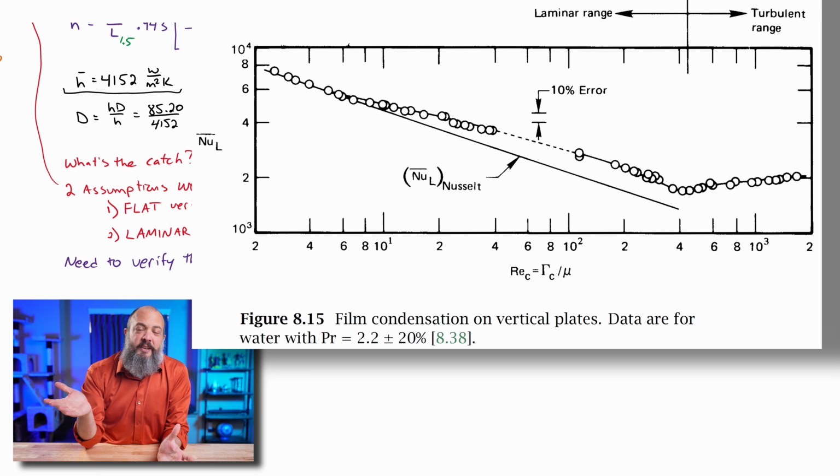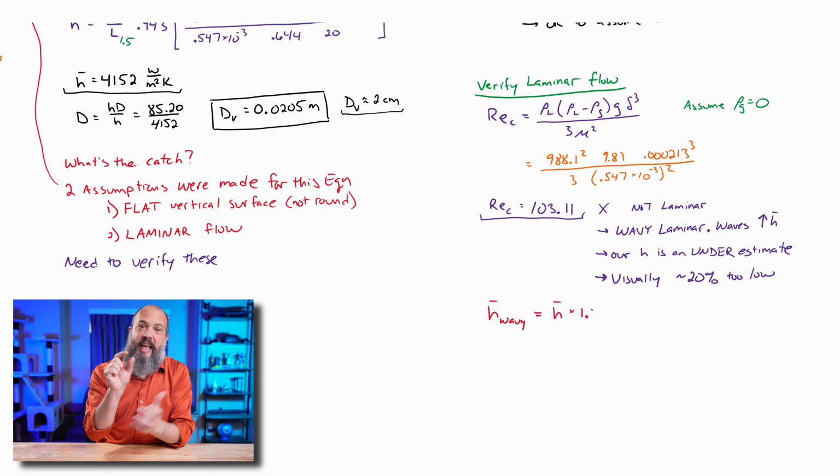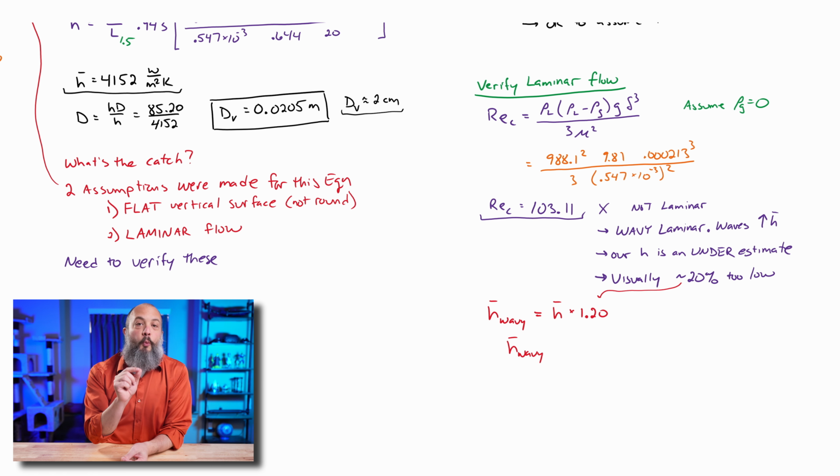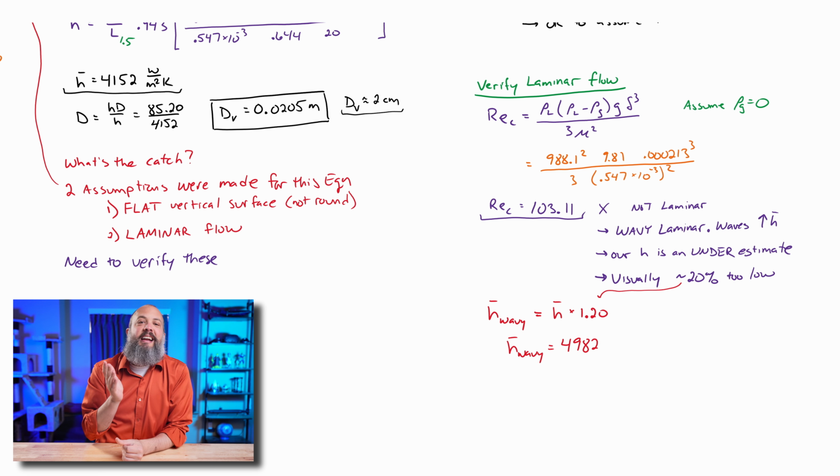So since all of the condensation and convection equations are sort of made up anyway, they're all just experimental curve fits, I'm going to do my own makeup equation here and say that since our h value is about 20% too low, I'm just going to increase it by 20%. So I take the 4152, multiply by 1.2 to make it 20% higher so that it'll actually sort of fit close to the experimental data. And I get a new value of h in the wavy laminar region of 4982.